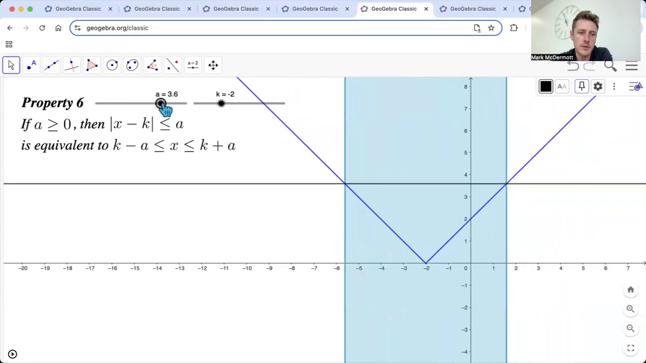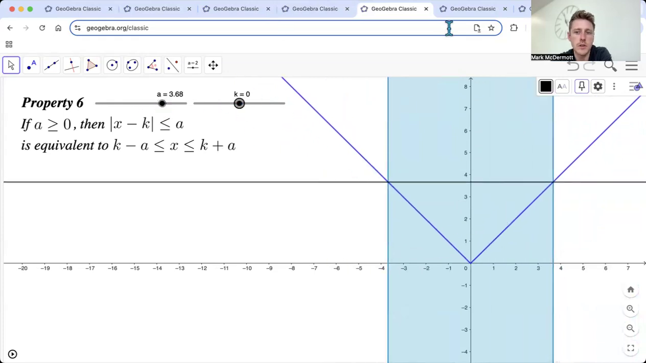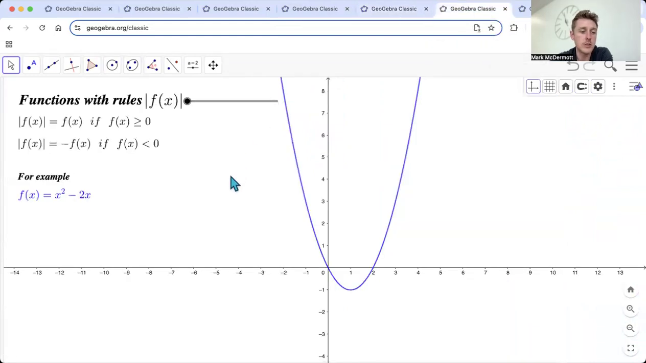So yeah, have a think about that, because I think it's actually not that straightforward to think about, but it's an interesting property nonetheless. Okay, let's now look at functions with the rule modulus of f of x. So let's just jump into an example straight away.